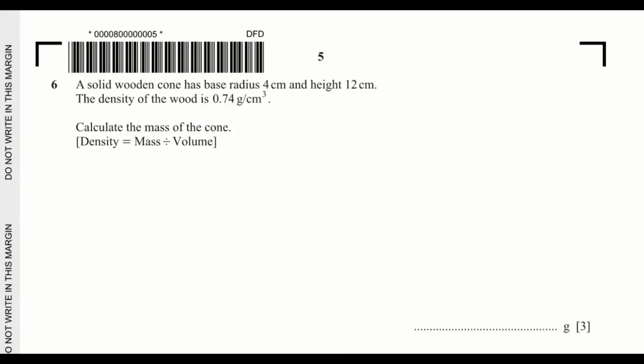That will be question 6. A solid wooden cone has base radius 4 centimeters and height 12 centimeters. The density of the wood is 0.74 grams per cubic centimeter. Calculate the mass of the cone. So we are given the density of a solid. That's the formula. Okay, so what you may want to do is sketch a wooden cone. So let's say you have something like this.